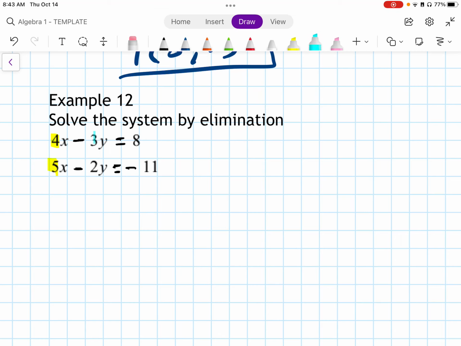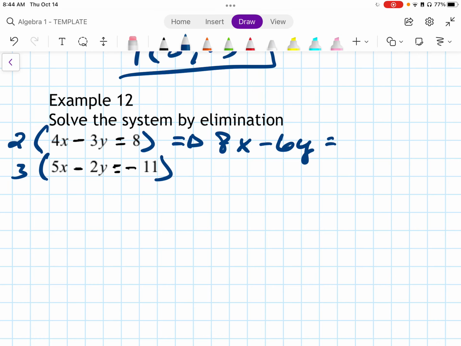Yeah, I could turn them both into a 20, but I couldn't turn them both into a 4 or a 5. Similarly, negative 3 and negative 2. I couldn't turn both of those into a negative 3 or negative 2, but I could turn them both into like a 6 or a negative 6. So we get to make the decision. Are we going to deal with the yellows or the blues? I'm going to deal with the blues because I could turn those both into a 6. The top one would need to multiply by a 2 to turn into a 6, and the bottom one would need to multiply by a 3 to turn into a 6. So the top would turn into 8x minus 6y equals 16.